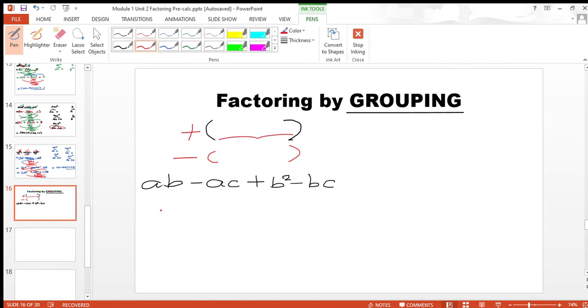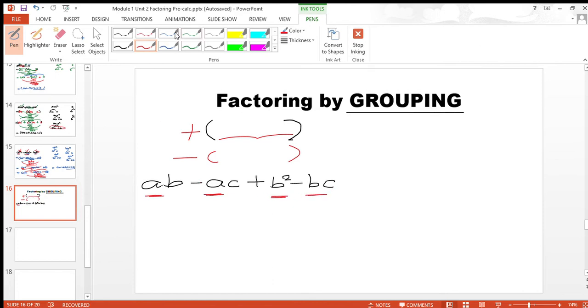So in factoring by grouping, we can inspect our polynomial. We can group terms together so that when we group terms together, we can now apply our basic factoring. We can either apply common monomial factor, difference of two squares, perfect square trinomial, etc. Okay? So if we will observe this expression, in the first two terms, A is common. In the last two terms, B is common. So that should already give us a hint.